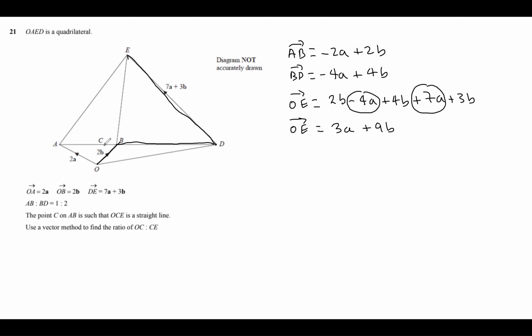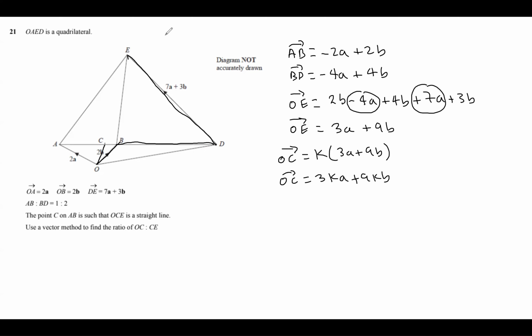Now we know, since OCE is a straight line, then OC has to be some multiple of OE. So we can say OC must be some multiple of 3a plus 9b. So that's really handy. And then we can simplify that. We can say OC is equal to 3ka plus 9kb. Now, what we want then is OC expressed in a different way. So can I find OC in a different way?